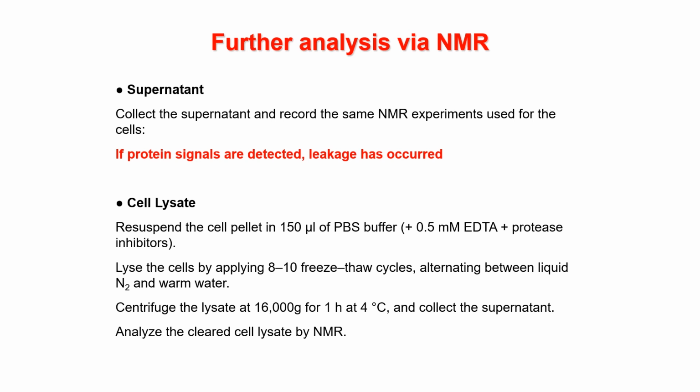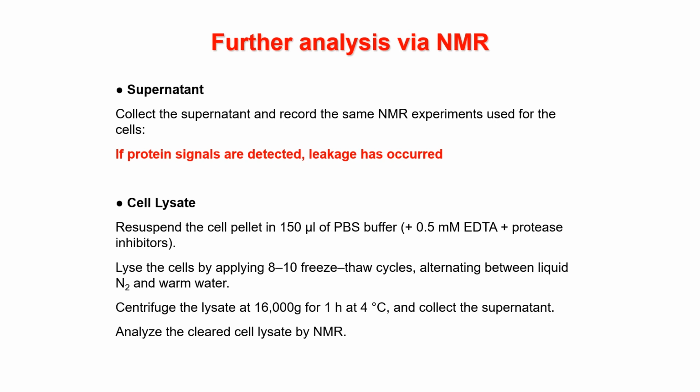At this time, you can collect the supernatant, which should be a clear solution. Then you put it back in an NMR tube, and then you record the same NMR experiments that you acquired on the cells. You should not observe the signals from the protein of interest. If you do observe these signals, and if their intensity is comparable to the intensity of the same signals in the in-cell NMR, it means that the protein leaked out of the cells.